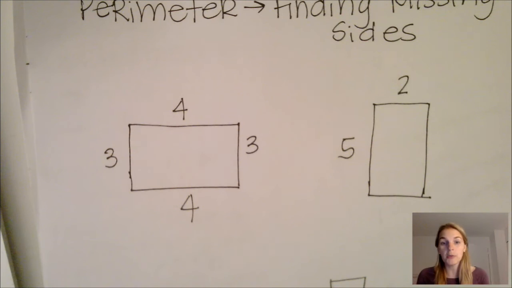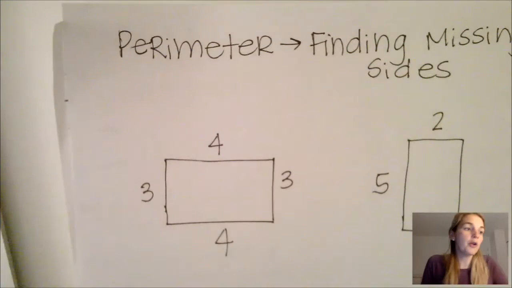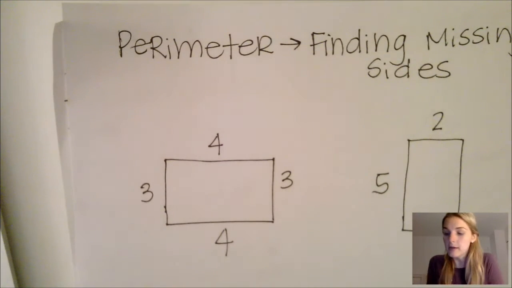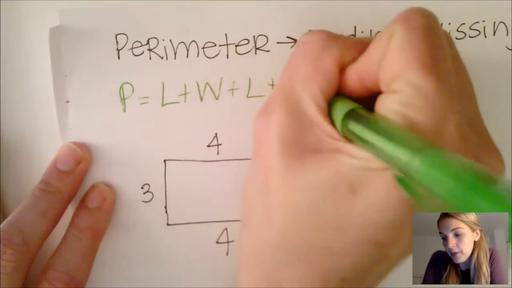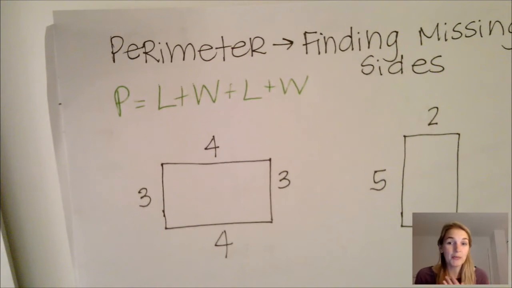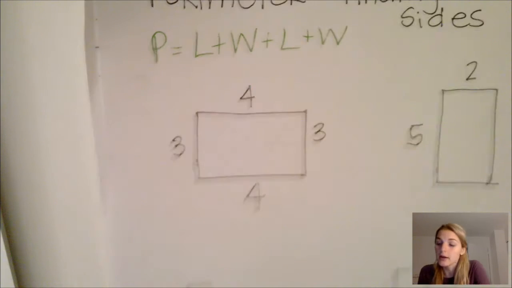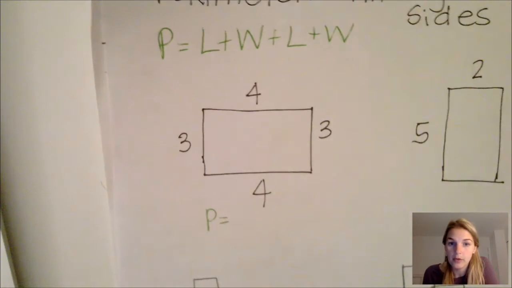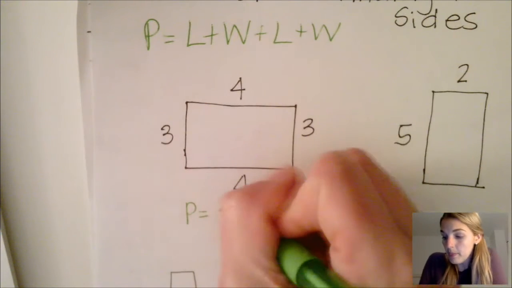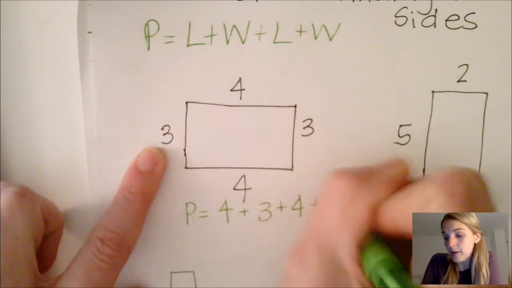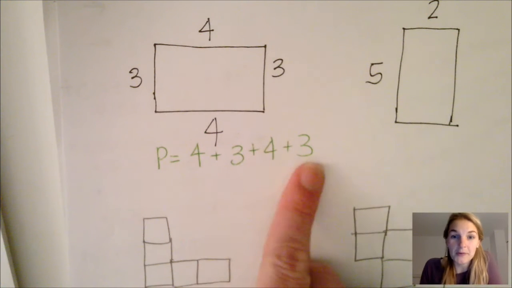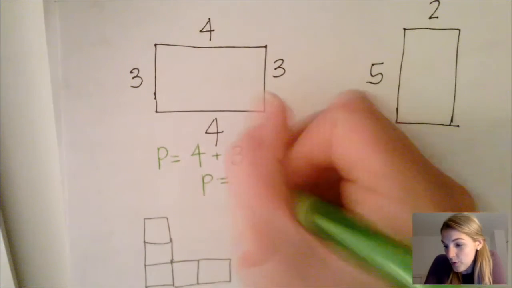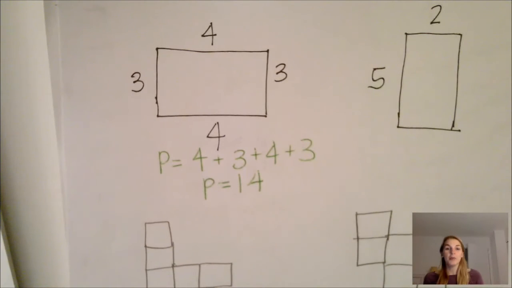worked on regarding perimeter. So remember, we are going to work with the equation P equals length plus width plus length plus width. And we've talked about how that just means that you're going to be adding all the sides up together to find the perimeter. So in this shape right here, let's try to figure out the perimeter. So we add 4 plus 3 plus 4 plus 3. And when we add all those up, I know 4 plus 3 is 7, plus 4 plus 3 is 7. So my total is going to be 14 because 7 plus 7 is 14.